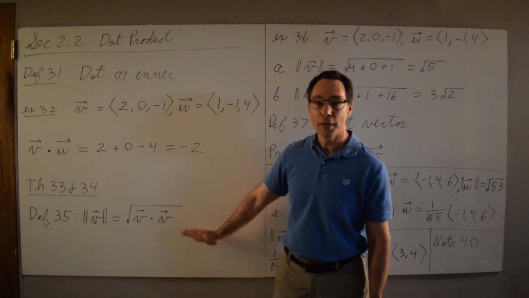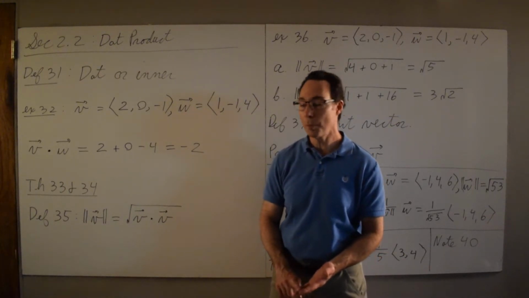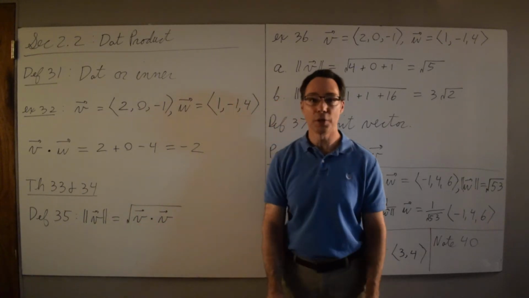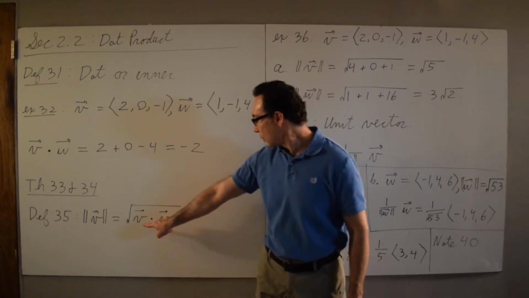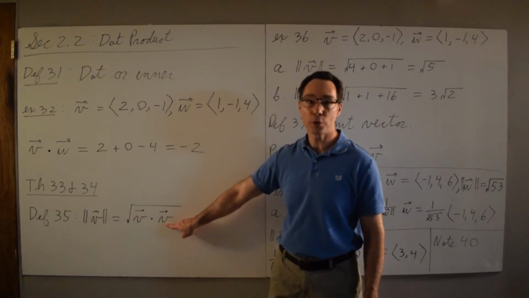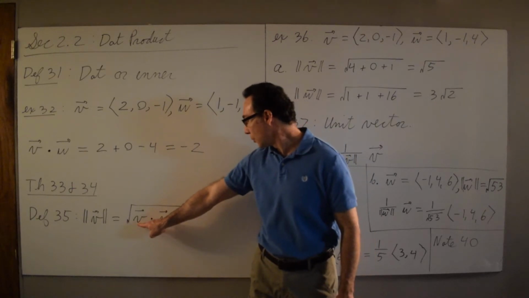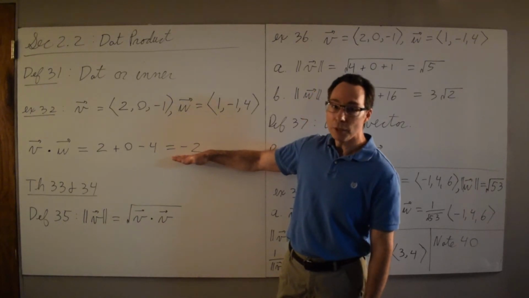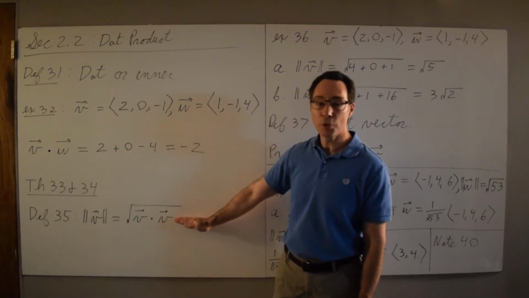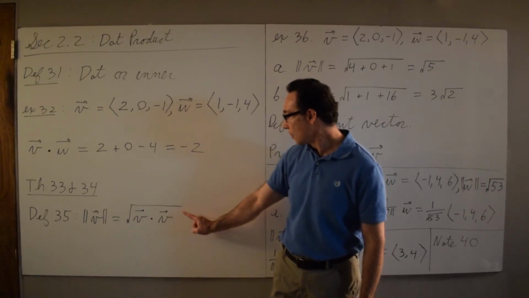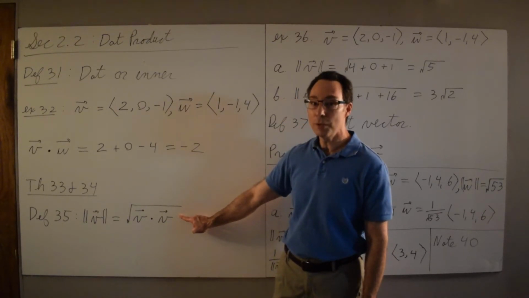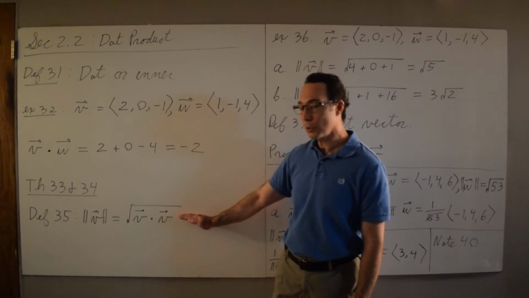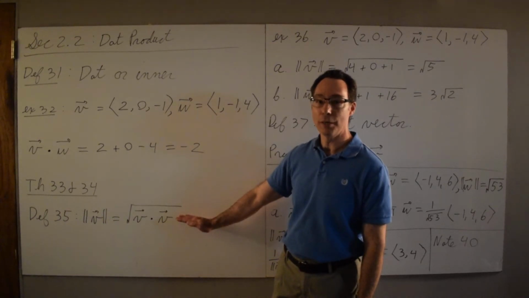Definition 35 is of the length, the norm, the magnitude of a vector. It's a square root of the dot product of the vector with itself. Now, keep in mind the dot product of a vector with itself is always non-negative, because essentially what you're doing is you're squaring the components and then adding the squares together. Dot product can be negative, but a dot product of a vector with itself cannot be. It could be 0. Now, this number is going to be 0 if and only if the vector itself is the 0 vector. So the only vector in the world that has magnitude 0 is the 0 vector.